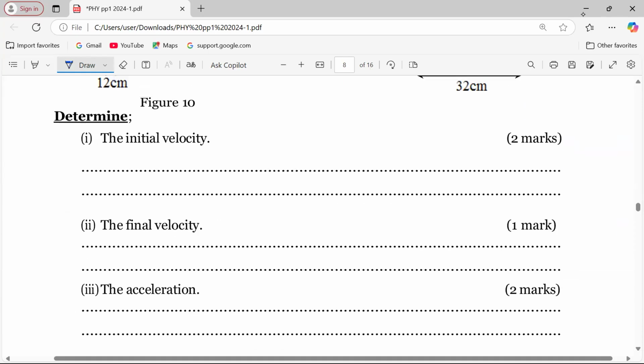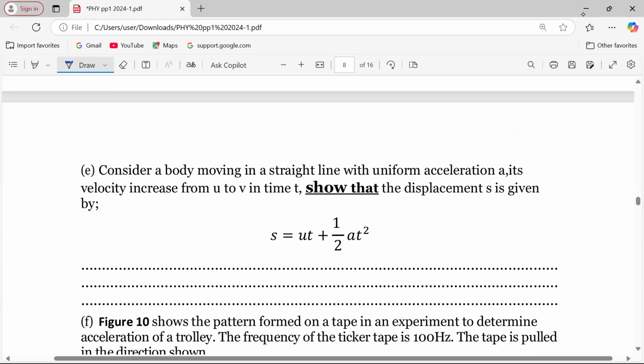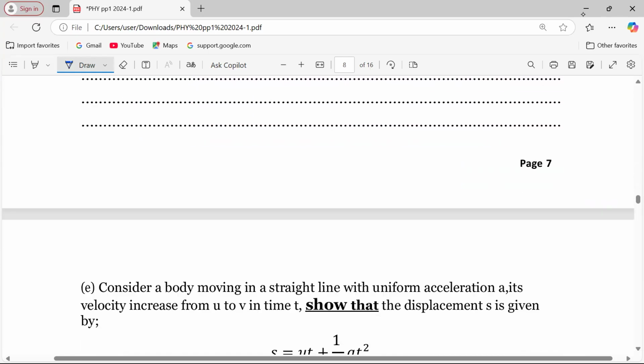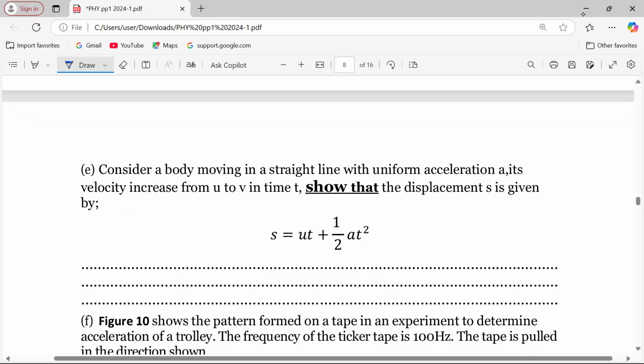Now look at the next question in this part. We will talk about part C. Consider a body moving in a straight line with uniform acceleration a. Its velocity increases from u to v in time t. Show that the displacement s is given by s equals ut plus half at squared. This is a derivation question.